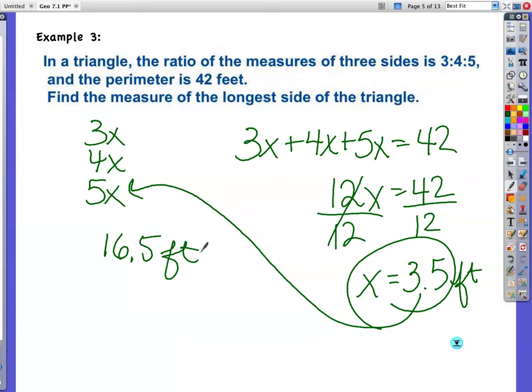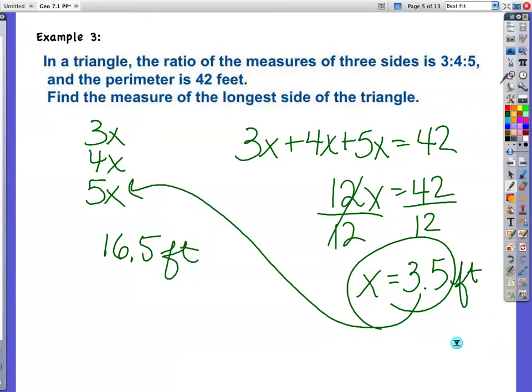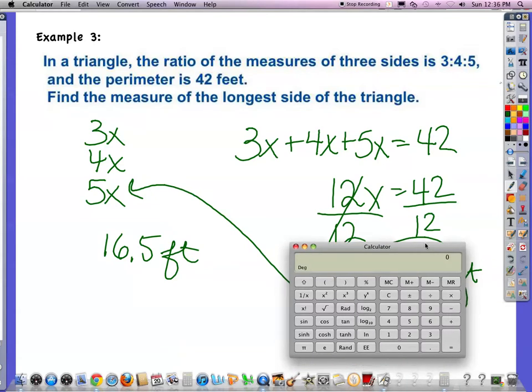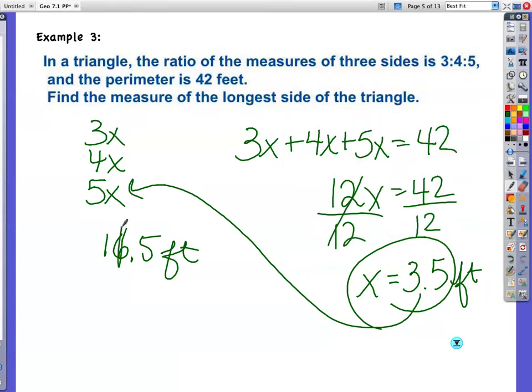Is that correct? I better do a double check. Whoops, wrong button. Let's see if Mrs. Talley did that mathematically correct. If I'm checking, it makes me nervous, like I'm not doing that right. Ooh, it's 17.5. Let me try that again. 17.5. Sorry about that.